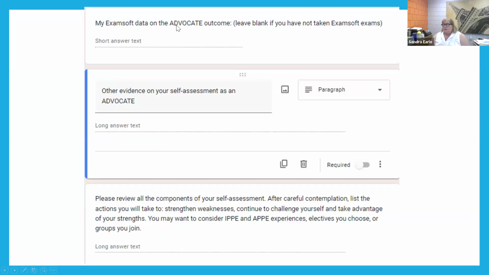So here's another example. Here's advocate. So here's what your answer was. And what's your other evidence? So maybe you, as an advocate, maybe you are the one that has put together a letter writing campaign about patient advocacy for your state senator, or to support the profession of pharmacy in some way. So you participated in that. That would be evidence of your self-assessment as an advocate.